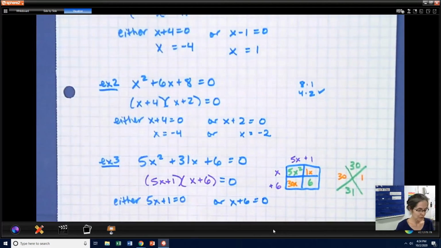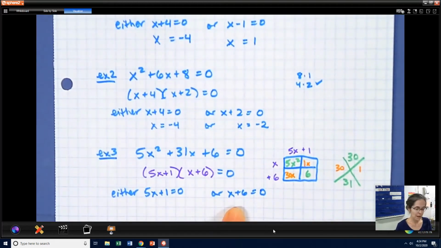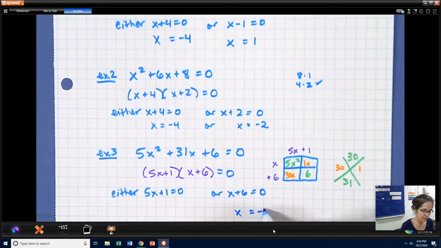Now, I'm confident that you guys can all solve this one on the right. The inverse of adding 6 is subtracting 6. So you add a negative 6 to both sides, and you would get x equals negative 6.